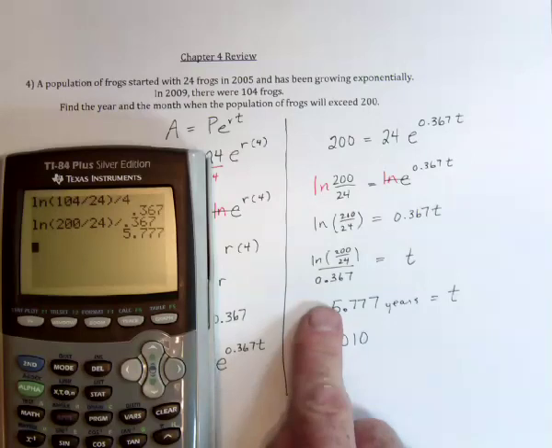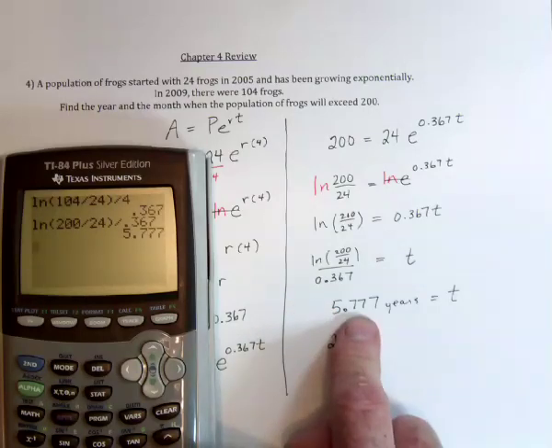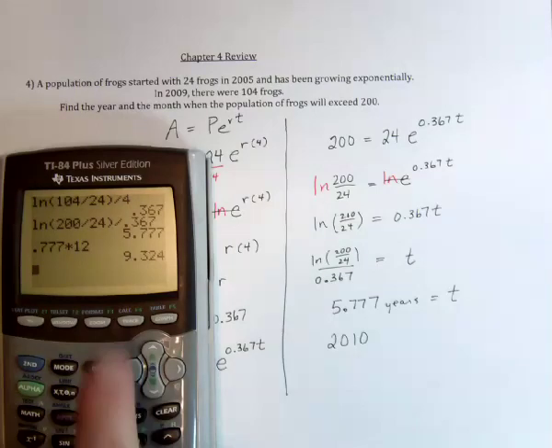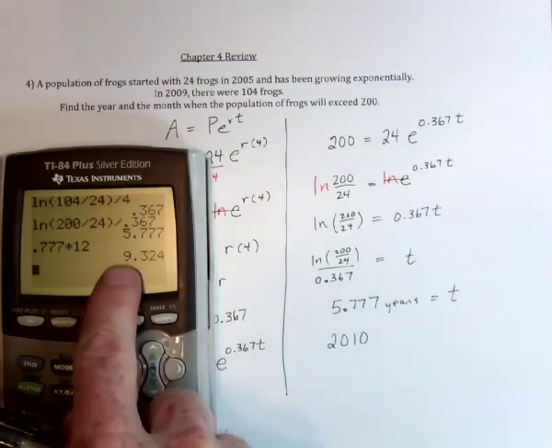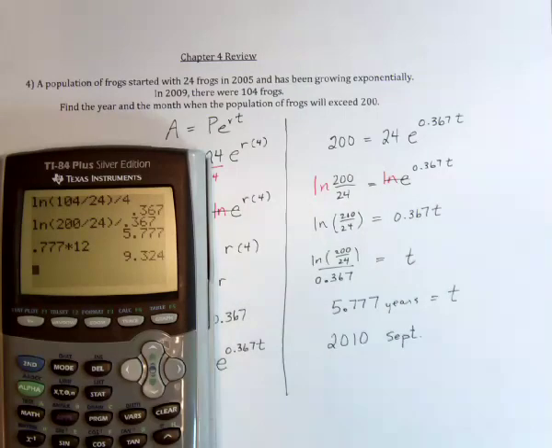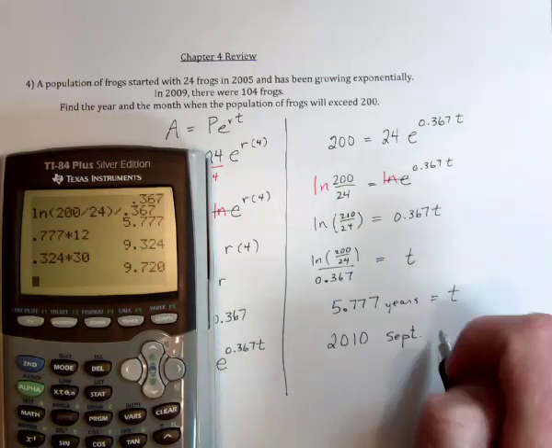And now that we're done with the 5, use the 0.777. So it's basically saying 77.7% of a year. And since a year has 12 months, multiply by 12, and it's going to be the 9th month. So that would be September. And if you even want to know the day, you can just take the decimal part, 0.324, and multiply with how many days are in September, and it would be the 9th, September 9th.